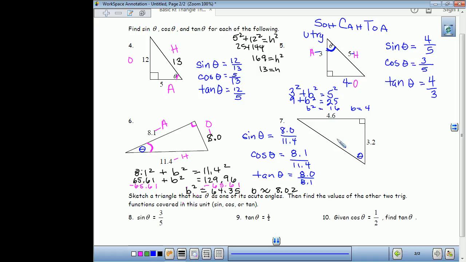Okay, so let's do a quick check step. Did you get 5.6 for the hypotenuse? Okay, the hypotenuse should be 5.6. So when you did 3.2 squared plus 4.6 squared equals c squared, here we should have gotten 31.4 equals c squared. So 5.6 is approximately equal to c, or the hypotenuse. Okay, so there's check step number 1. If you didn't get that, write this down and now label opposite, adjacent, and hypotenuse.